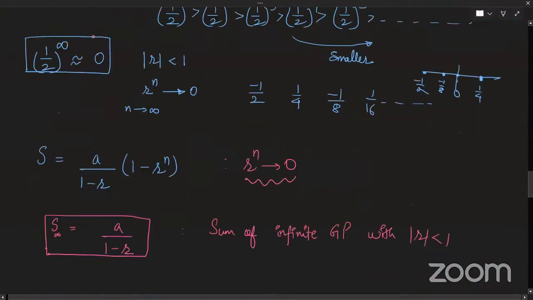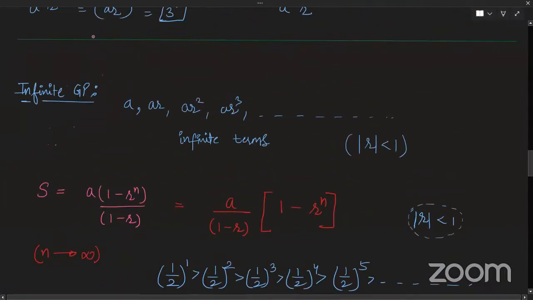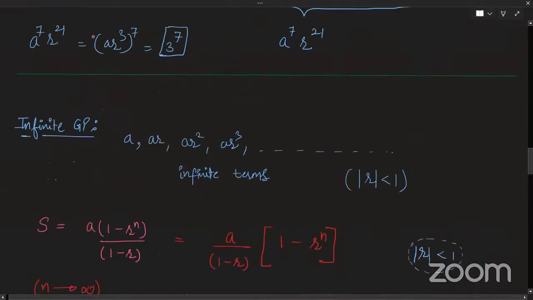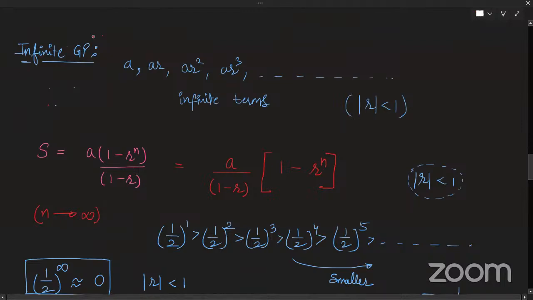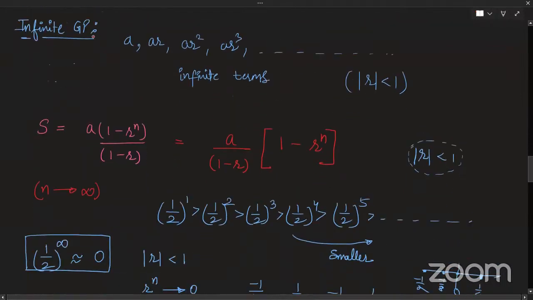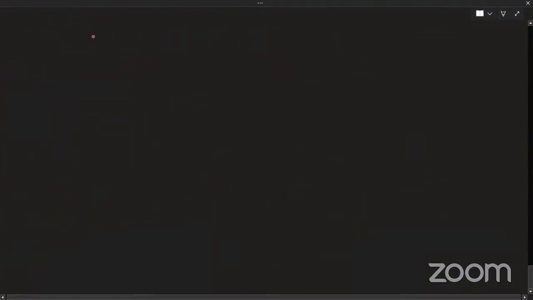So basically, what is happening is we are taking infinitely many terms of a GP, but we are only able to take the summation of such a GP when mod r is less than 1. It only happens then; otherwise I won't be able to take the summation.